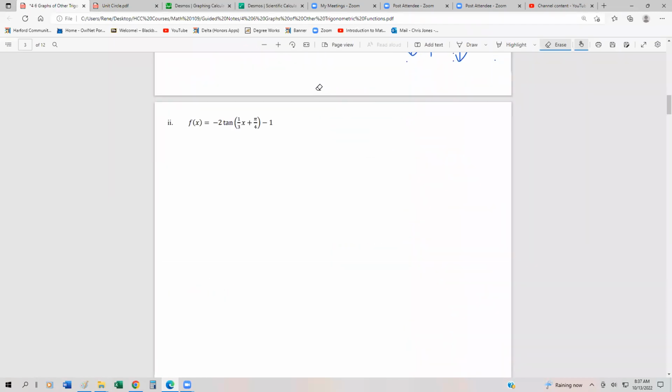Now, another example would be negative 2 tangent of 1/3 x plus pi fourths, minus 1. Again, we're trying to find the asymptotes, which means that we're going to set this interior function equal to pi halves plus pi n. So we would have 1/3 x plus pi over 4 equals pi halves plus pi n. And then to solve this, we would start by subtracting pi fourths. So I subtract pi fourths from here, and then I'm going to subtract pi fourths from here.